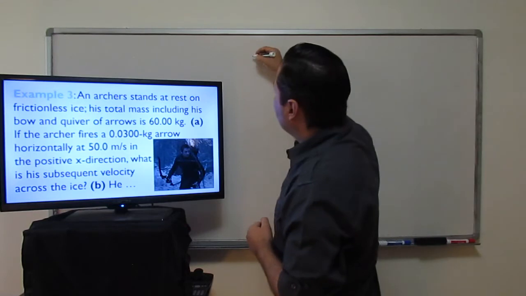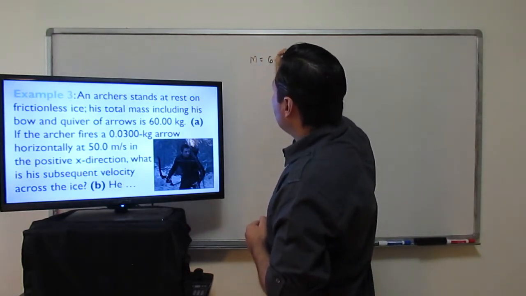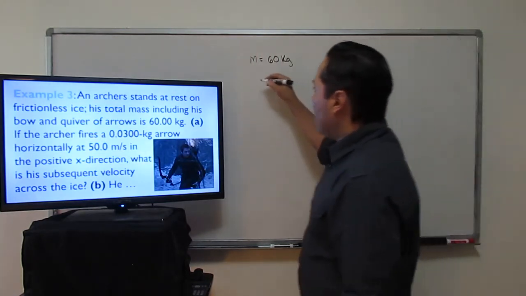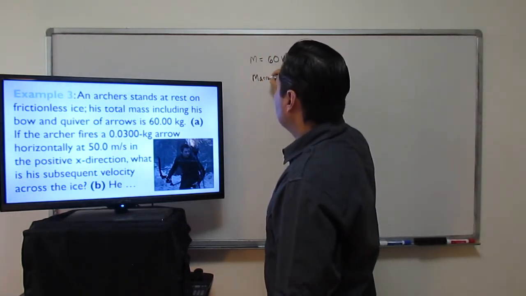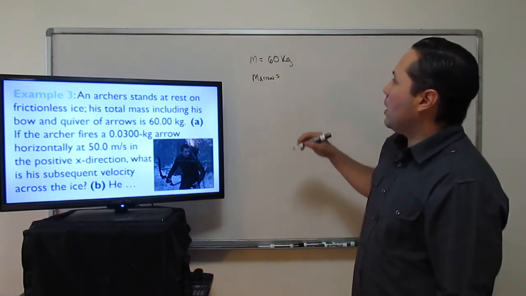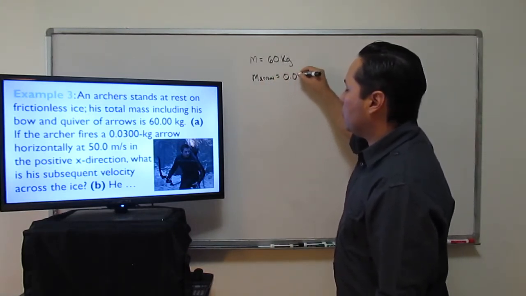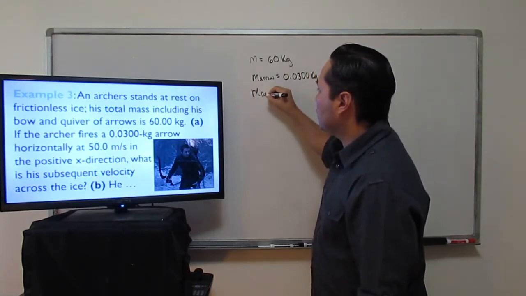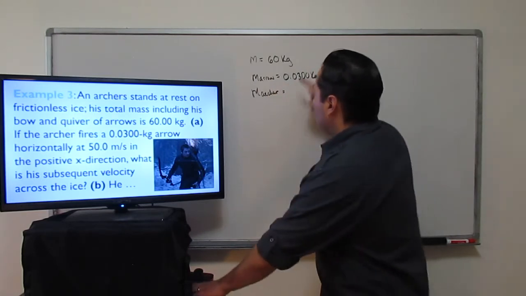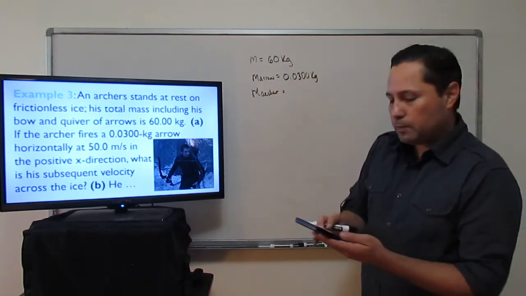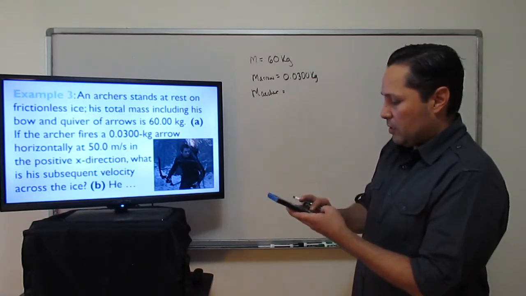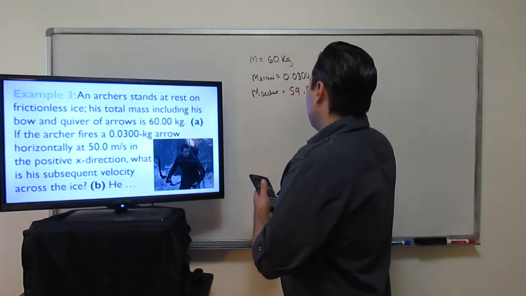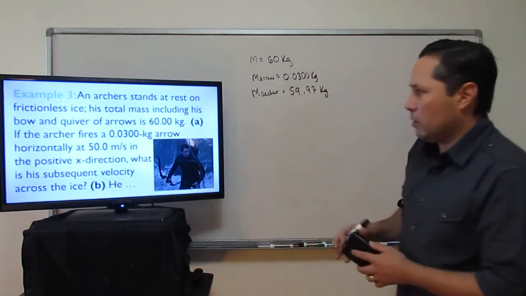Both of them together is 60 kilograms. That is the archer and the arrow all together. Mass of the arrow is going to be very small at 0.03 kilograms. So therefore the mass of our archer is going to be the total minus the mass of the arrow. So it's going to be 60 minus 0.03, which gives us 59.97 kilograms. That's the mass of the archer.